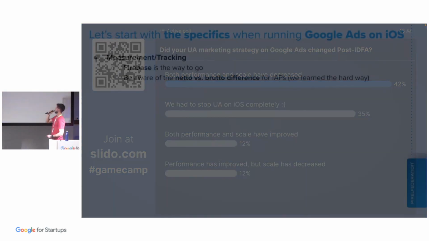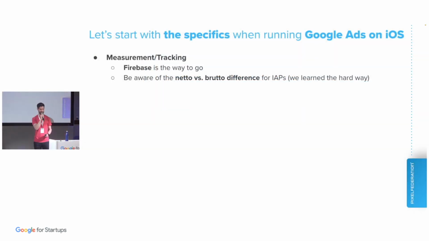Okay, let's cut to the chase. So, some specifics. Obviously, the most important one is tracking and measurement. For Meta, you can use AppsFlyer or some postbacks like that, but for Google, it's crucial to have Firebase. This is the only way to optimize and to track things properly. But be aware of the differences in tracking.